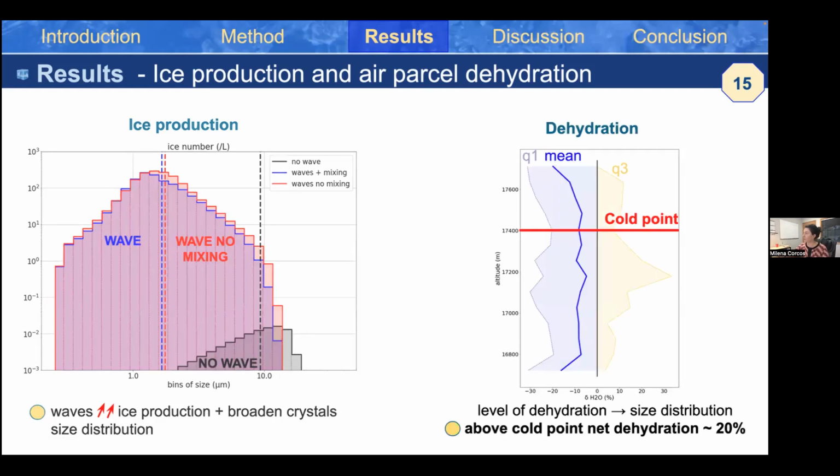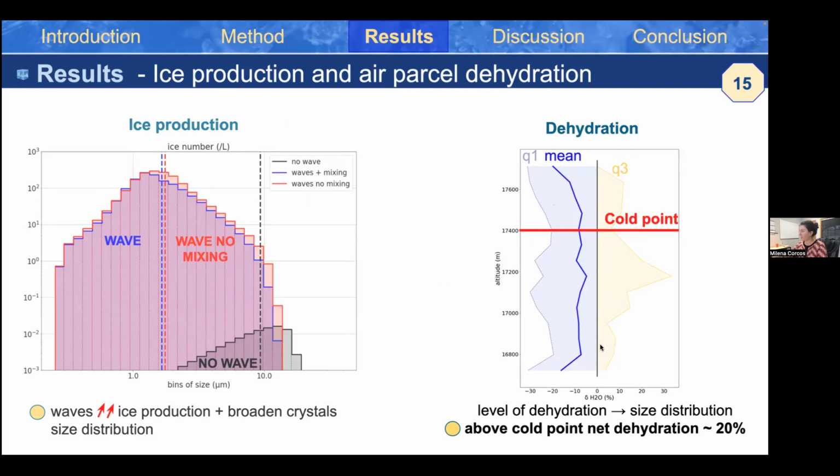The second thing we wanted to look at was the dehydration of the air parcel. I'm showing it on the right part of this slide, only for the simulation taking into account the waves, because without the waves, it was too small. It's close to 0 and it wouldn't appear on this graph. So it is the dehydration with respect to altitude, with the mean, the first quartile, and the third quartile.